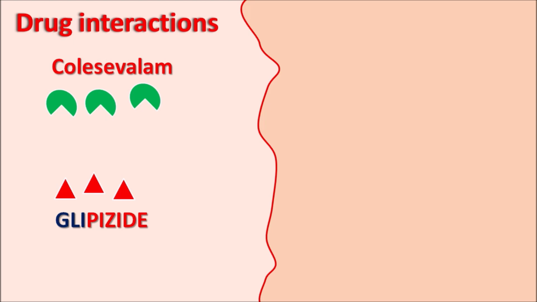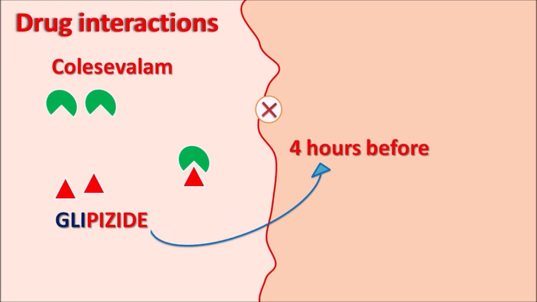Now these glipizide molecules can form insoluble complex with these bile acid binding resins, and this complex is non-absorbable, so that the absorption of glipizide is going to be inhibited. That's why whenever these bile acid binding resins are given, glipizide should be administered 4 hours before in order to prevent this interaction at absorption phase.